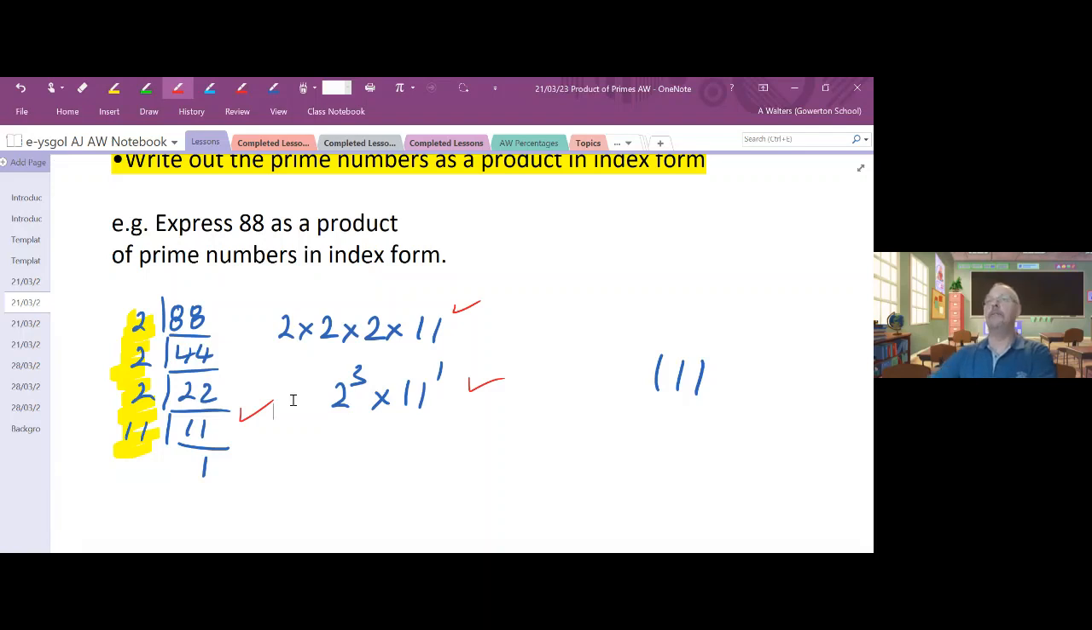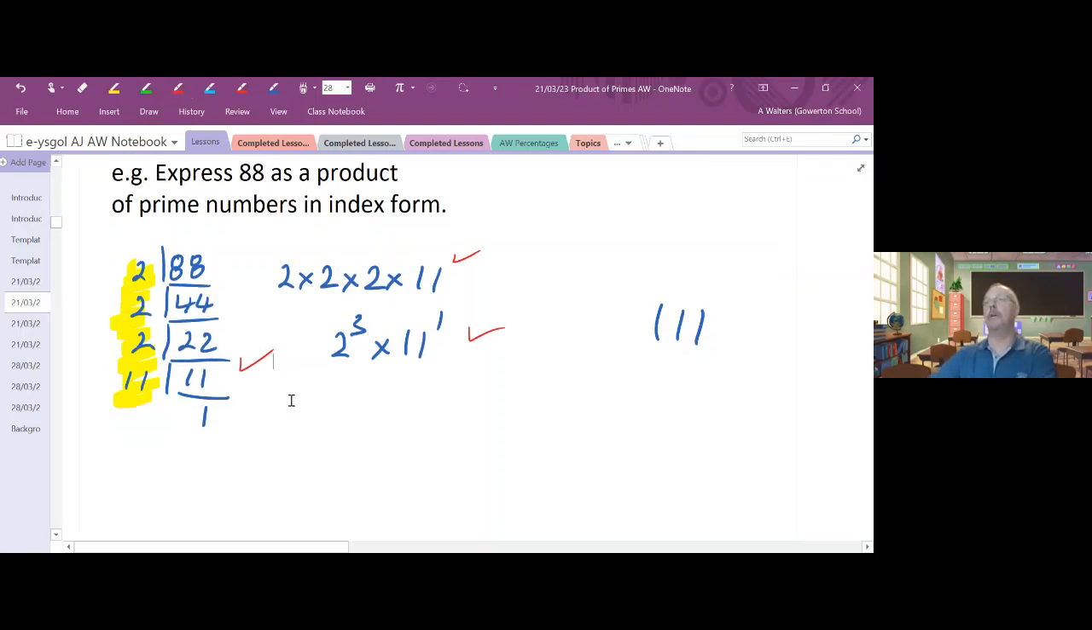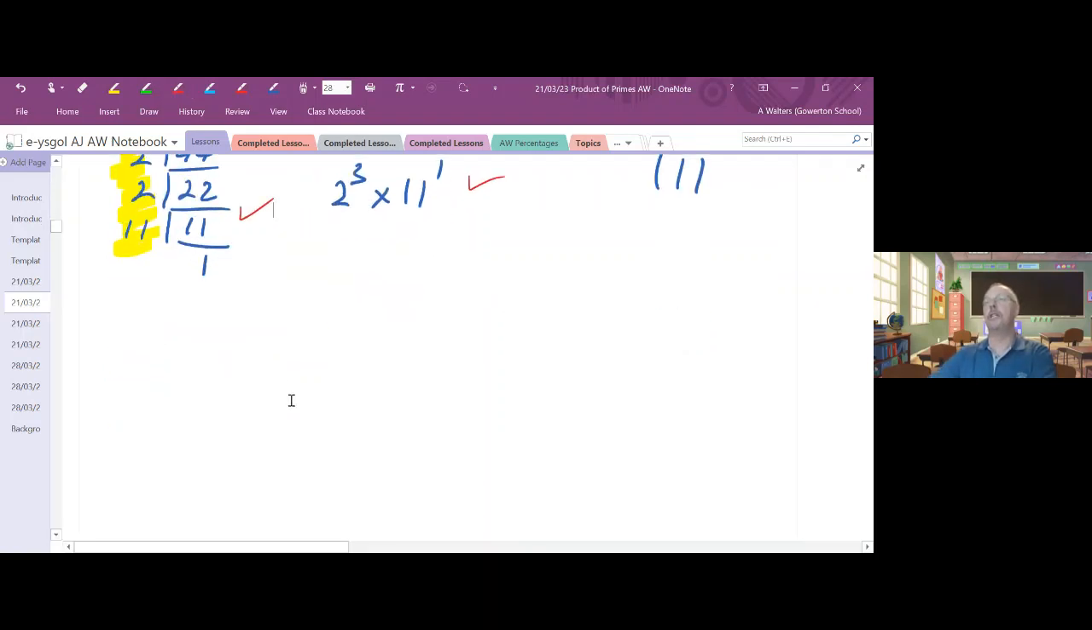Now I've done it by dividing. Some people would rather use trees as follows. So I will show this method. 88 was the number. Now I think this method is fine when the numbers are easy and small. When the numbers become more challenging, people end up doing the division anyway. But here goes.